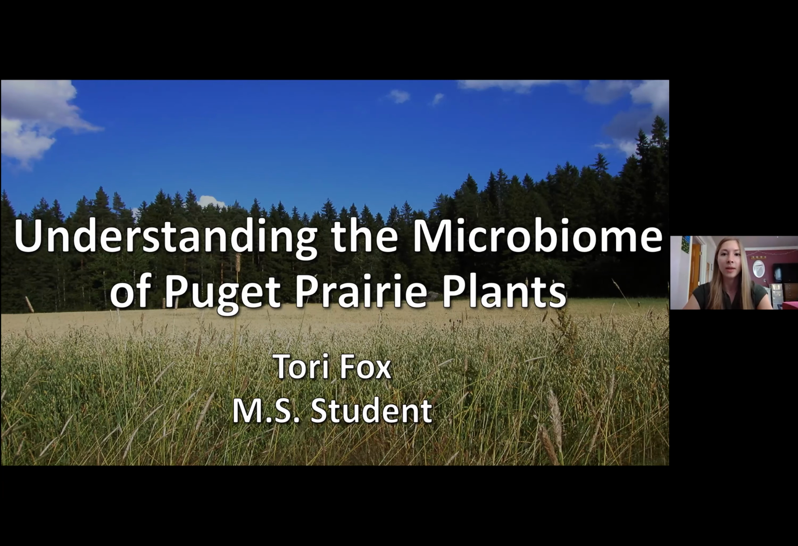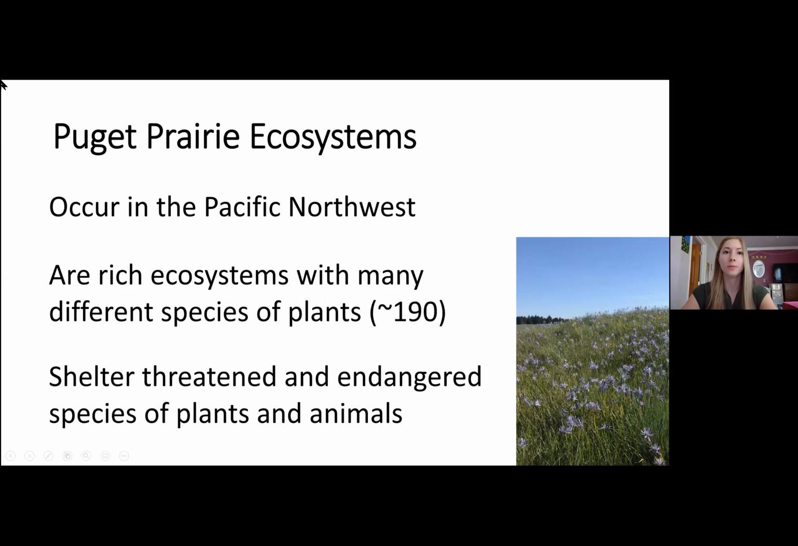So, to begin, I want to introduce my thesis research, Understanding the Microbiome of Puget Prairie Plants. For those who don't know, Puget Prairie ecosystems are prairies that occur throughout the Pacific Northwest. These prairies notably occur in Washington, Oregon, and British Columbia. These prairie ecosystems are rich in species diversity with over 190 different species of plants. These Puget Prairie ecosystems shelter threatened and endangered species of plants and animals.